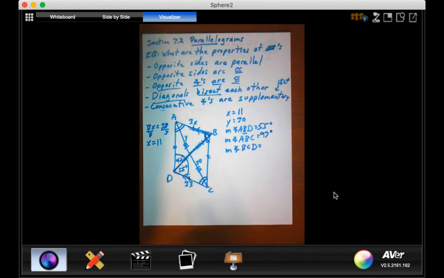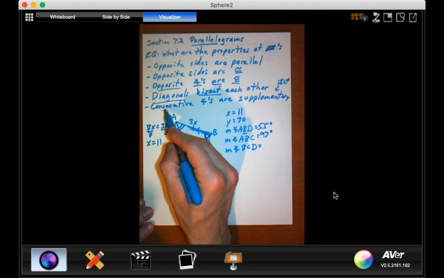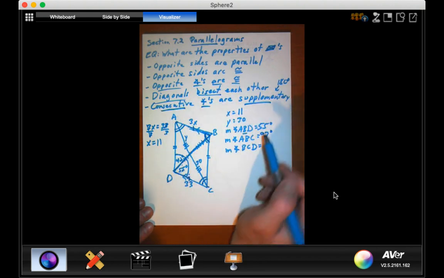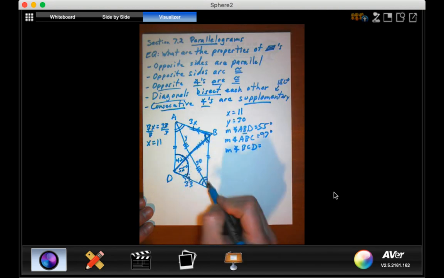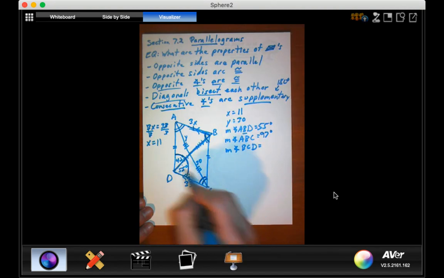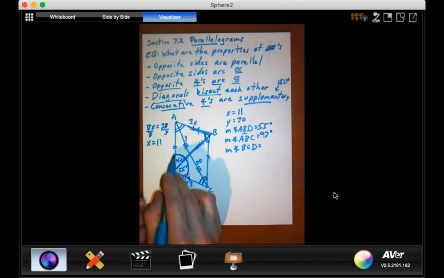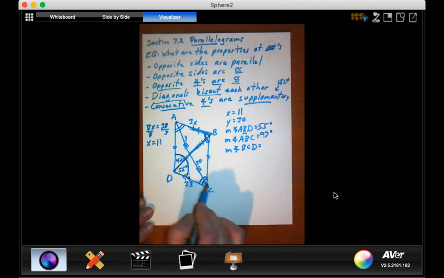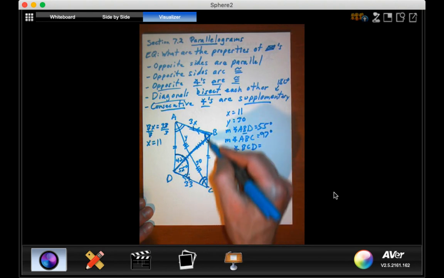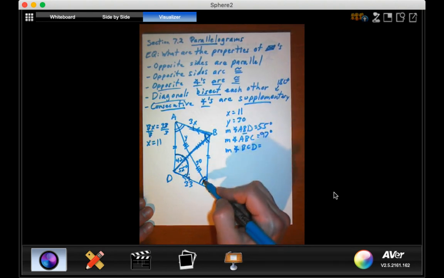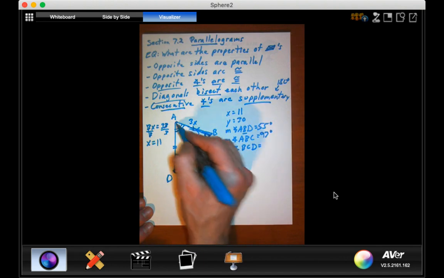We have this fact right here. Consecutive angles are supplementary, and we'll use that. So this and this, these two are supplementary because they're consecutive. If I'm walking around the parallelogram, I have this angle and then this one. They come right after one another. These two are supplementary too. So any two angles that are right next to each other in a line will be supplementary, so they add up to 180.